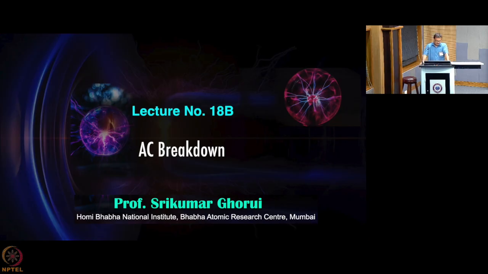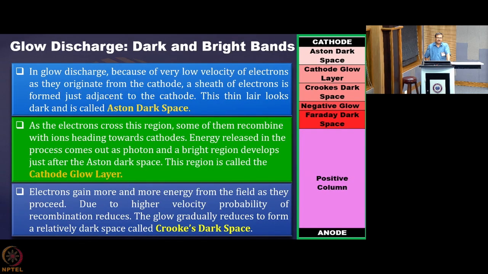We are back to our class, and in this class we will be starting the AC breakdown mechanism. But before that, let me recapitulate a little bit about the previous class, what we were doing there, and we should finish a little bit of that which was left. So, what is that? We are discussing the discharge patterns in glow discharge.